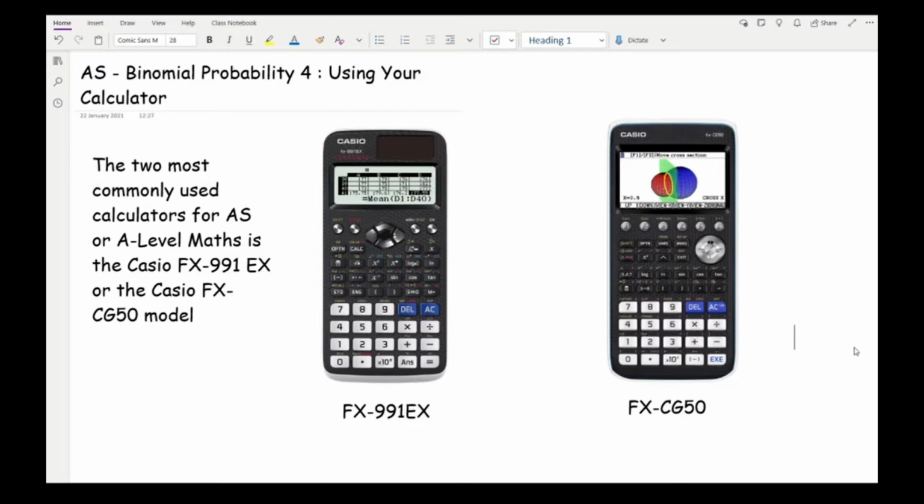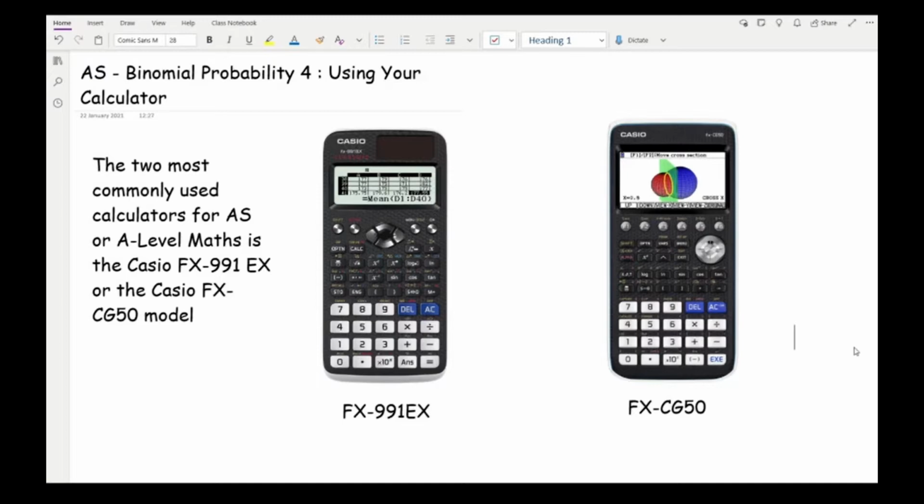Now, most examiners, exam boards and teachers would probably recommend you buying one of these two models. Obviously there are other calculators available, however Casio seemed to monopolise the whole market and introduced this, working closely with the exam boards to talk with them and have the features that require you to do the things that they're asking you to do in the exams.